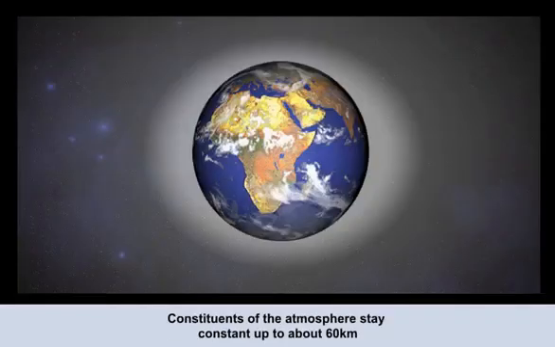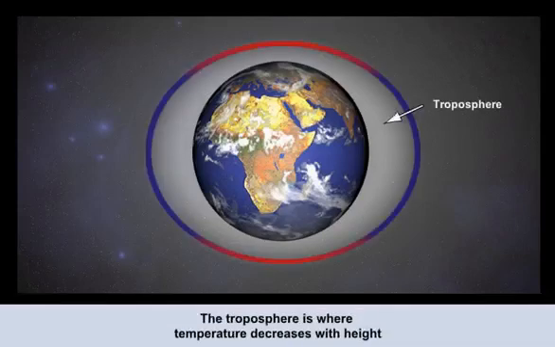The relative amounts of the gases stay fairly constant up to about 60 kilometers above the Earth. Thereafter, gravitational separation alters the composition of the atmosphere. However, there are other changes, primarily in temperature, that allow us to structure the atmosphere into segments. The first of these segments, or layers, is called the troposphere.